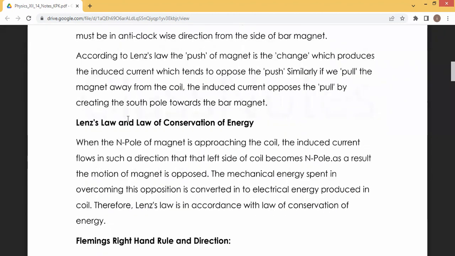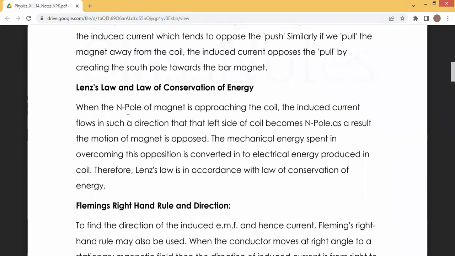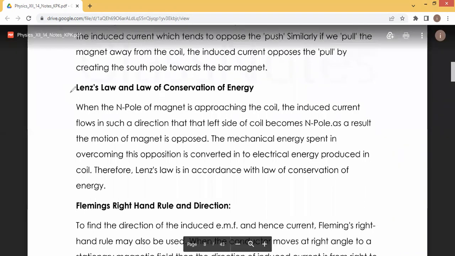Now Lenz's law and the law of conservation of energy. When the north pole of a magnet is approaching the coil, the induced current flows in such a direction that the left side of the coil becomes a north pole. As a result, the motion of the magnet is opposed. The mechanical energy spent in overcoming this opposition is converted into electrical energy produced in the coil. Therefore, Lenz's law is in accordance with the law of conservation of energy.